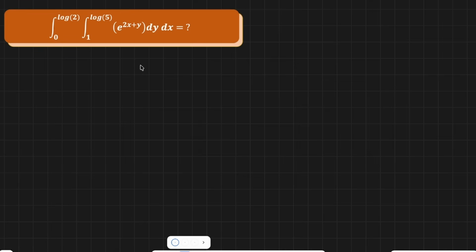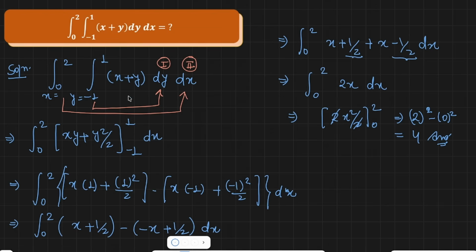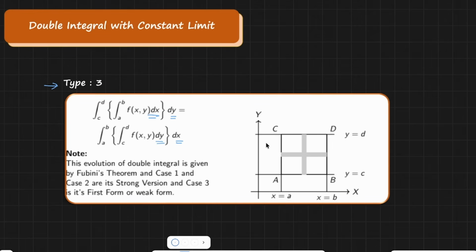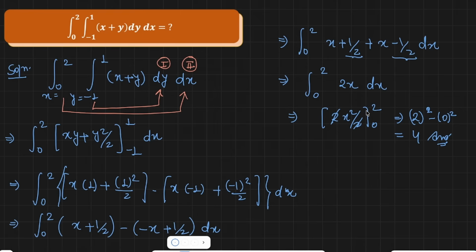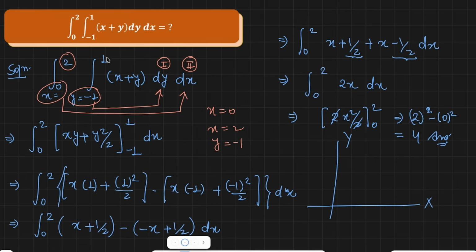So whenever you have, this is again, see, limits are constant. First of all, what do you mean by the limits are constant, and what do you mean by this strip here? This is very important to understand this concept. See what happens whenever you are solving this. Let's say this is your x-axis, this is your y-axis. Okay, so what is given? Here x is equal to 0, x is equal to 2, and then y is equal to -1 and y is equal to 1. Okay, this is the given.